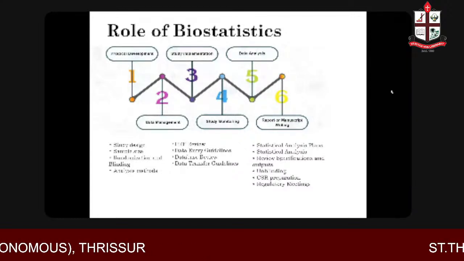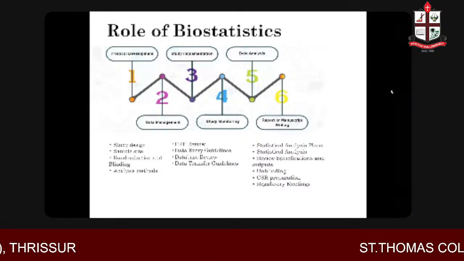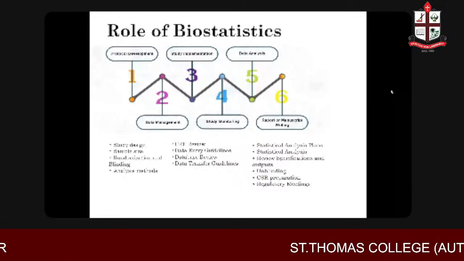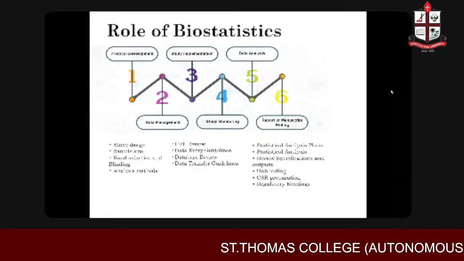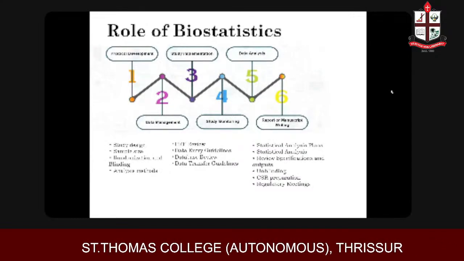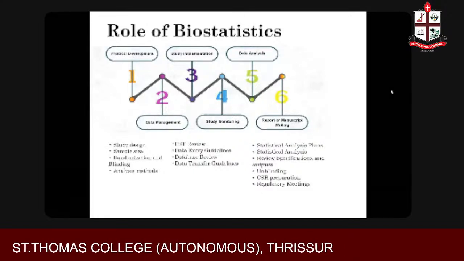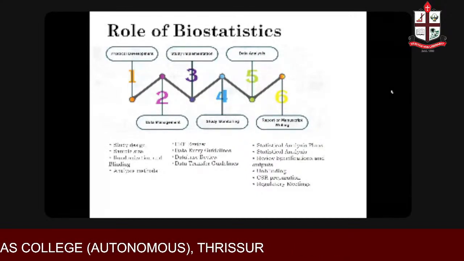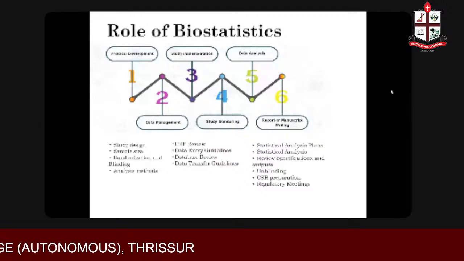And unblinding. Once a study database is locked, we have to unblind. As a statistician, if I am the unblinding statistician, I am the only person who will have access to the unblinding, the randomization. So once the study is locked, we have to get the approval form. Once the study is locked, we can release the randomization.